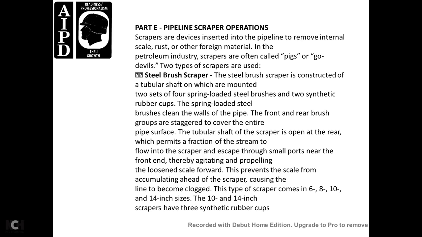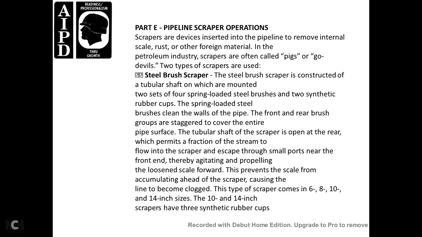Two types of scrapers are used. The steel brush scraper is constructed with a tubular shaft on which are mounted two sections of four spring-loaded steel brushes and two synthetic rubber cups. The spring-loaded steel brushes clean the wall of the pipe. The front and rear brush groups are staggered to cover the entire pipe surface.